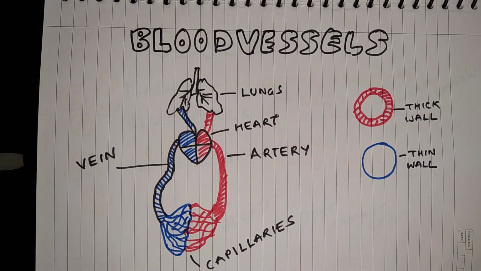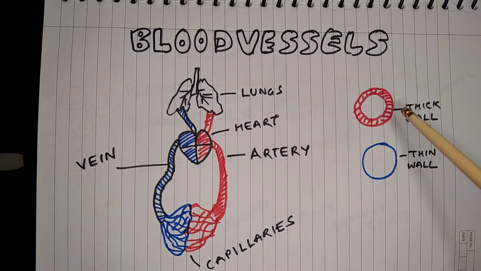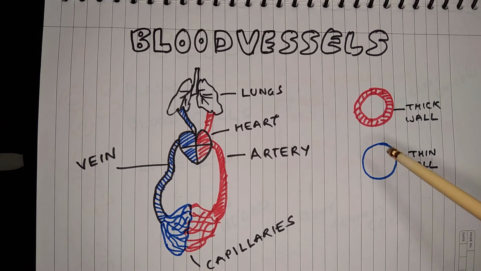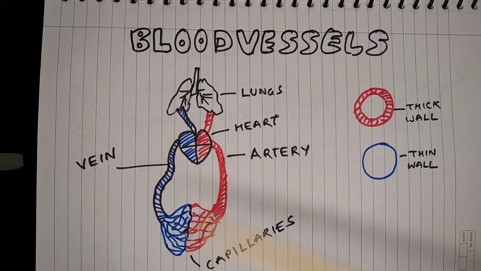Blood vessels. Blood vessels, they are like pipes which carry blood. There are two types of blood vessels. One is called the vein and another is called the artery. Artery has thick wall while vein has thin wall. Veins generally carry deoxygenated blood as shown by blue color, and arteries, they carry oxygenated blood.